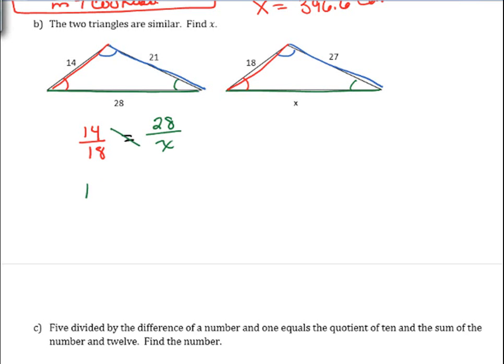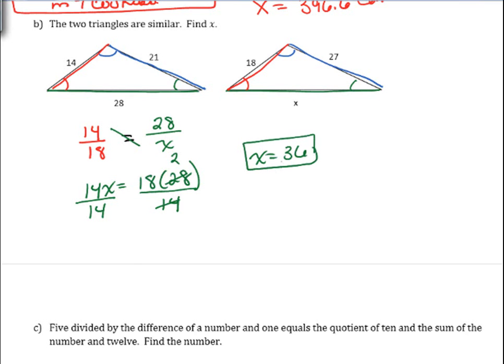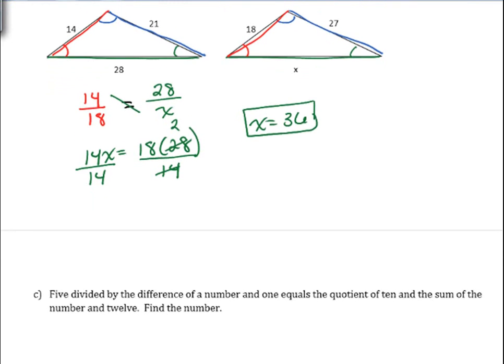Now cross multiply, 14x is equal to 18 times 28. And I'm not going to pull up my calculator. Instead, what I'm going to do is divide both sides by 14. And the reason that I'm going to do that is because 14 goes into 28 twice. And so we get x is equal to 2 times 18, which is 36. And you don't really need to write a sentence when you have these similar triangle problems.